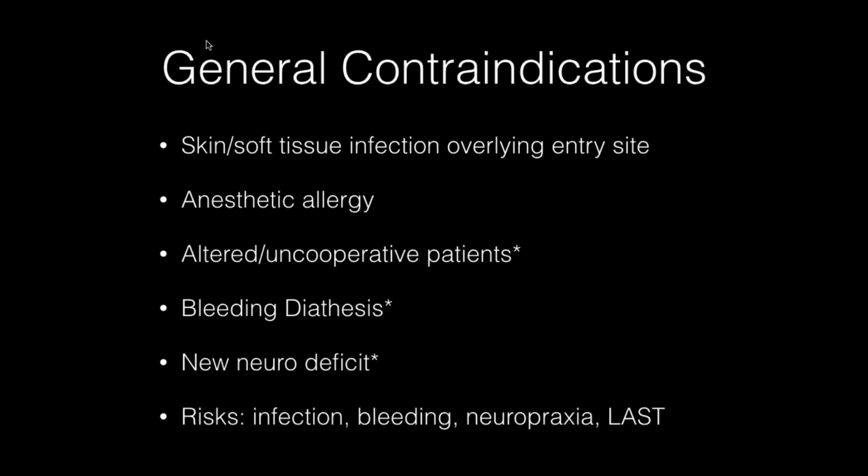The risks of lower extremity nerve blocks and nerve blocks in general include infection or bleeding, as with any time you violate the skin, and then neuropraxia or peripheral nerve injury, and local anesthetic systemic toxicity. So we'll discuss these latter two, which are specific to this type of procedure, for a second, and then we'll get into some of the individual nerve blocks.